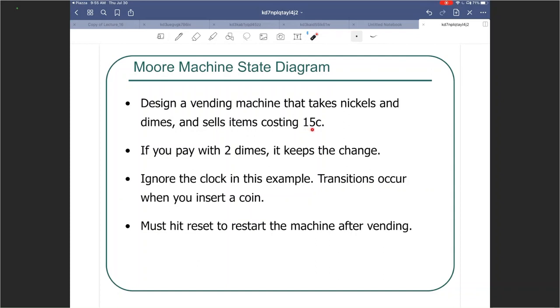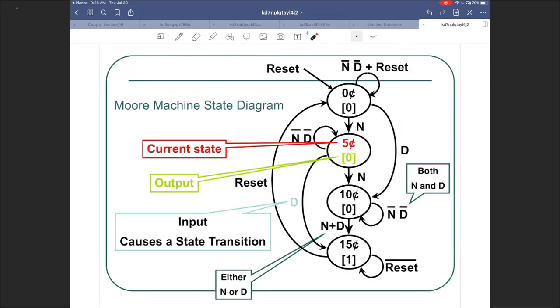So 15 cents per item. The machine takes in nickels and dimes. So there are many ways to do this, right? One way could be the user puts in 3 nickels. Another way could be the user puts in 2 dimes, in which the user loses 5 cents. The other way could be 1 nickel, 1 dime, or the other one could be 1 dime and then nickel, right? So there are multiple possibilities here to get that item. But we have to keep track of these assumptions. Must hit reset to restart. Transitions happen only when you insert a coin, and when you give it 20 cents, it keeps the 5 cents. It keeps the change. Now let's try to put all of this together.